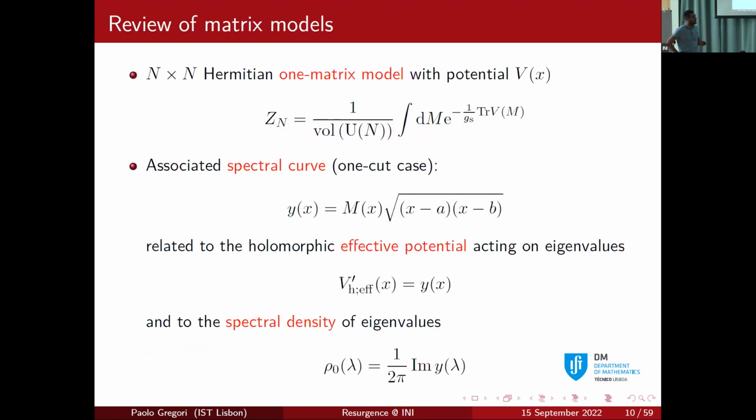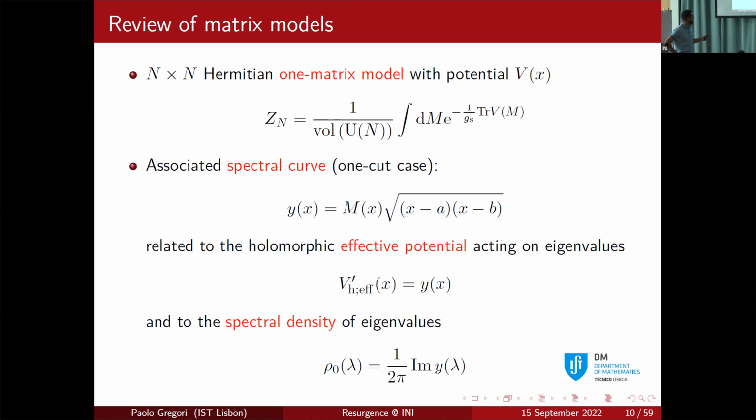Now, regarding matrix models, Max, for example, has already told you a lot about them, so I don't have to tell you much. Just to fix the notation, I call a matrix model a model whose partition function is given by an integral over matrices with some potential V. And I'm considering N by N Hermitian matrix models. Now, the usual lore is that in the large N limit, one can associate a spectral curve to a matrix model whose shape in the one cut case is of this form. So you have a finite cut running from A to B, and then some function M of x multiplying the cut.